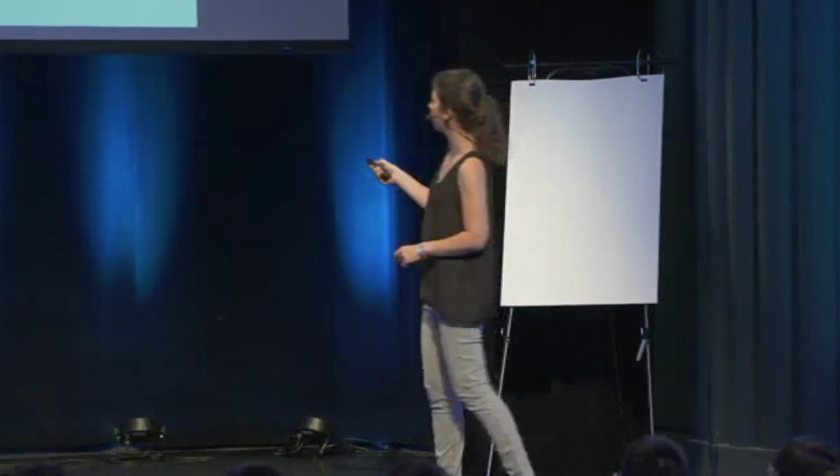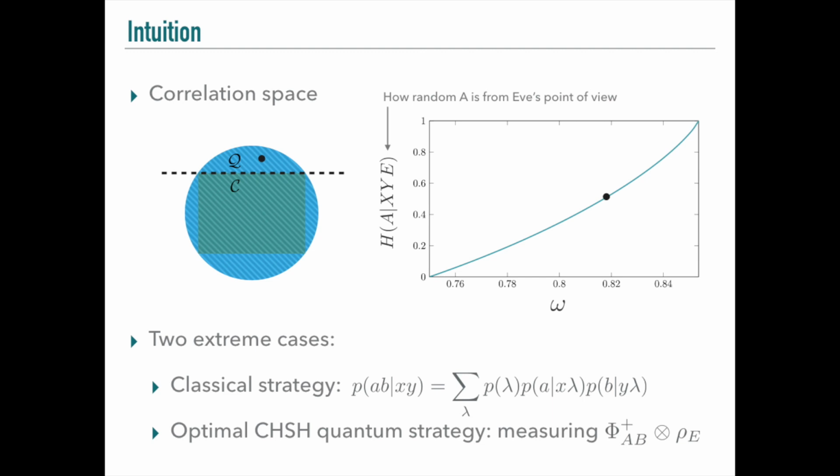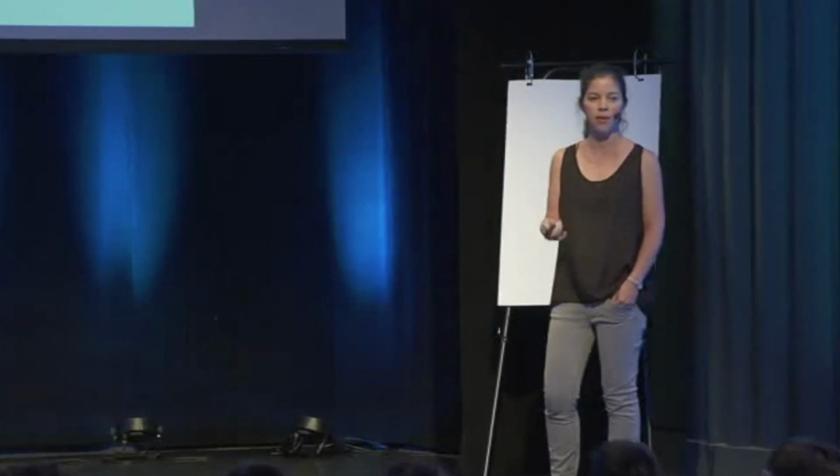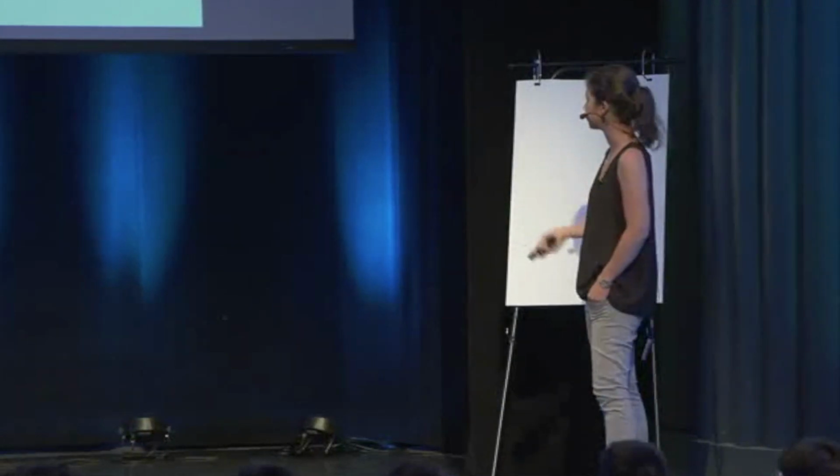So this basically tells us how random Alice's output is from Eve's point of view. And you can see, in this plot, which was derived by Pironio et al. a decade ago, we have these two extreme cases. A classical strategy, I told you, gets you up to 75%. So this is really this extreme point here, and we see that we have zero entropy, meaning Eve can gain full information about Alice's output. On the other extreme, the optimal CHSH, we are at this point, and here we have full entropy, meaning that Alice can produce this bit A, and Eve has no information.